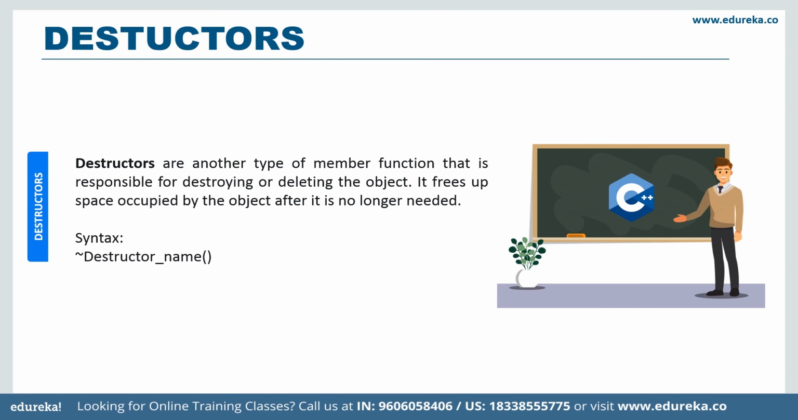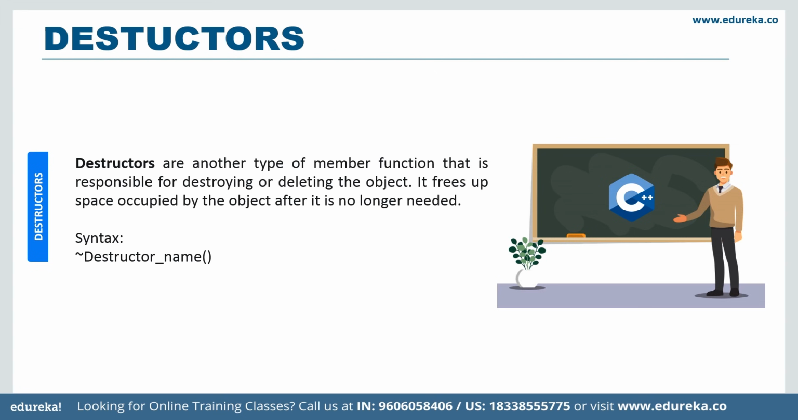How do destructors in C++ work? Destructors are another type of member function that are responsible for destroying or deleting the object. It frees up the space occupied by the object after it is no longer needed. It is completely similar to the free method which we use in dynamic memory allocation in C programming.